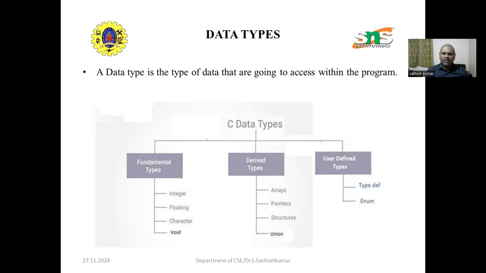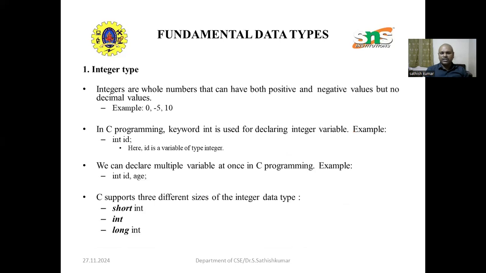Among the fundamental types, integer holds whole numbers, floating point holds decimal numbers, character holds characters, and void means no return type. Likewise there are arrays, pointers, structures, and unions. Integers are whole numbers; we can have both positive and negative values, but no decimal values. For example, 0, -5, 10.